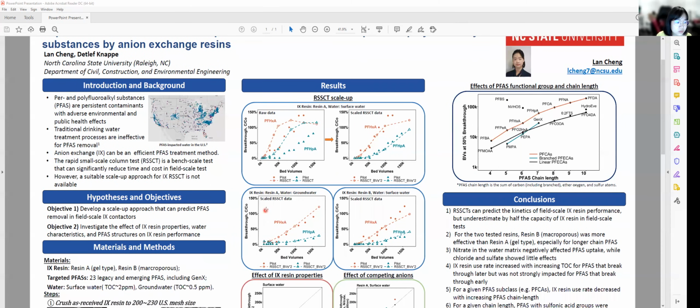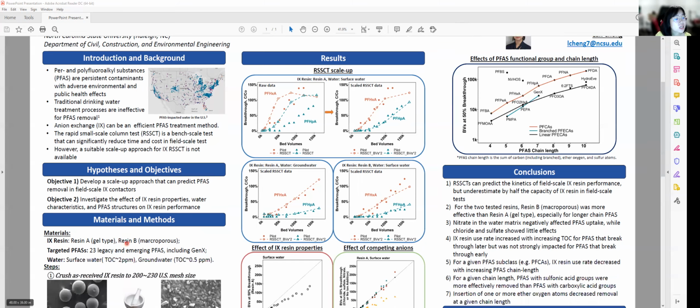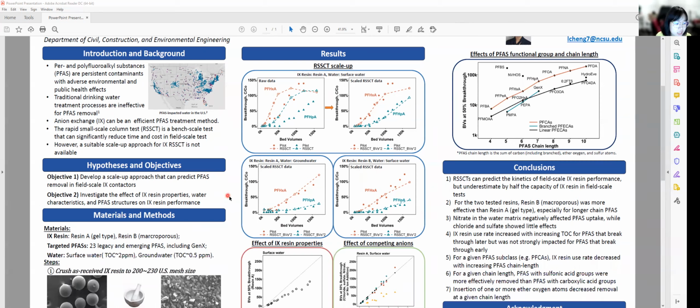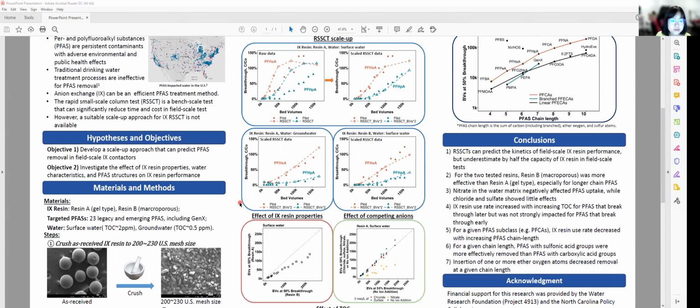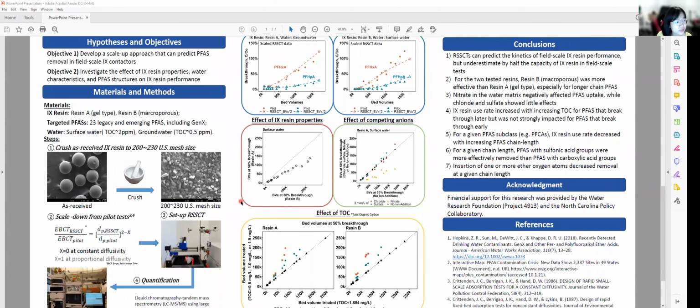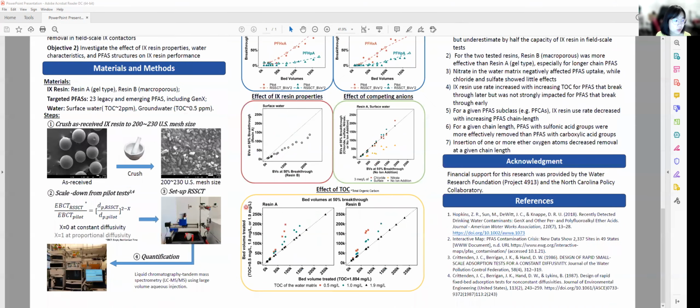In this research, we are trying to develop a scale-up approach that can predict PFAS removal in field-scale IX contactors from a bench-scale test. We're also trying to investigate the effect of IX properties, water characteristics, and PFAS structures on IX performance. Now, let's look at the material and method part.